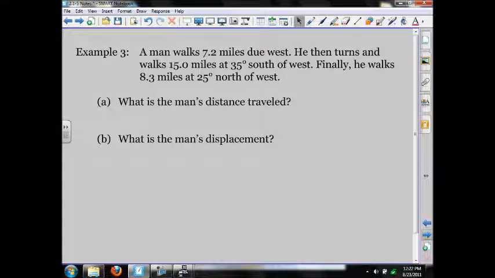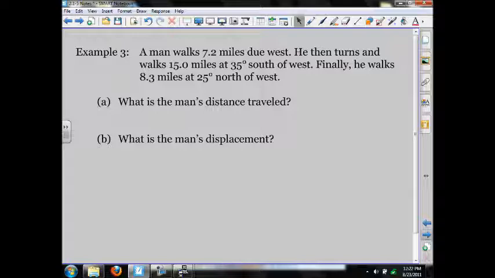8.3 miles in another direction. And also, all the directions aren't simply north, south, east, or west. Part A should be easy. Adding scalars, all you do is add up the numbers. Distance traveled is a scalar. You can just add up the numbers.